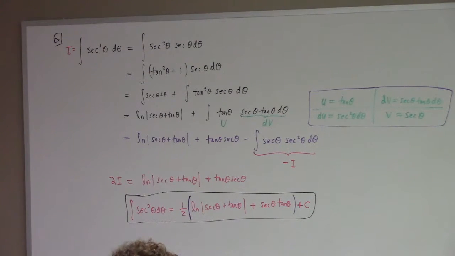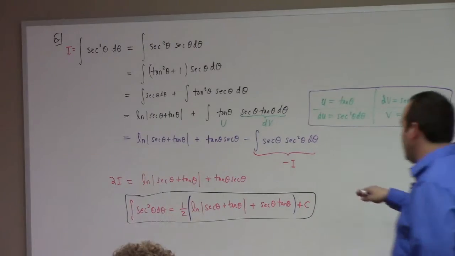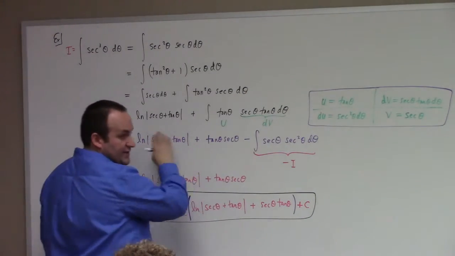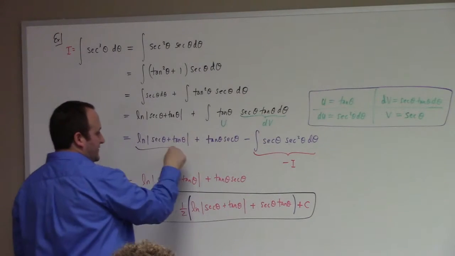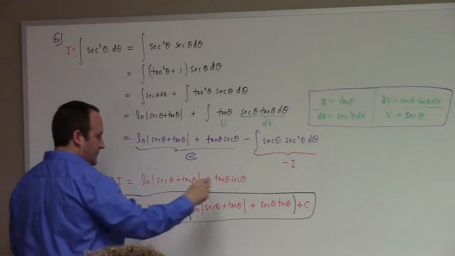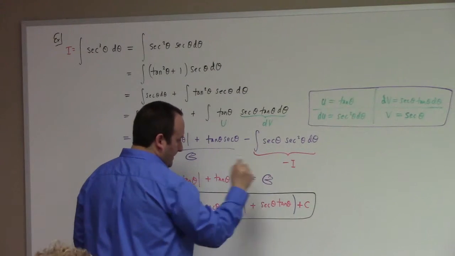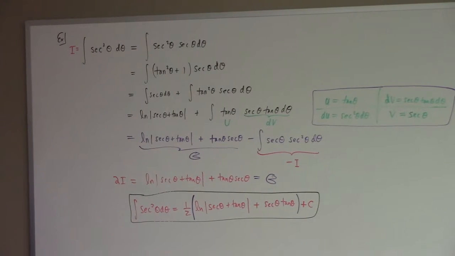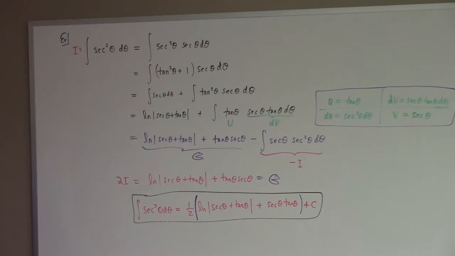Yep. Why is it 2I? Because I've got minus I on this side, and I've got I here. So if I add I to both sides, I'm just left with this thing, which I could call Pac-Man. So, it's the same thing we did with the cosine squared integral yesterday.